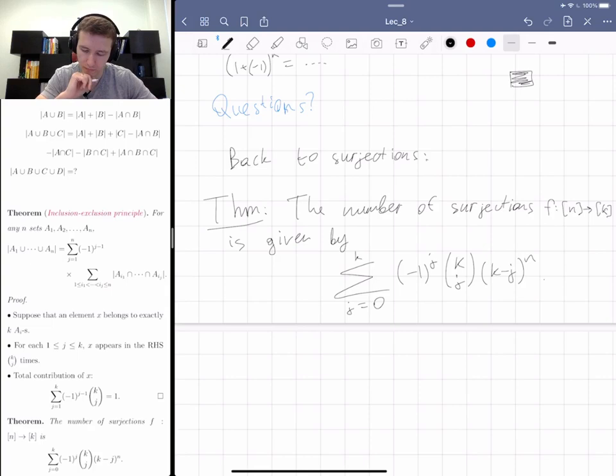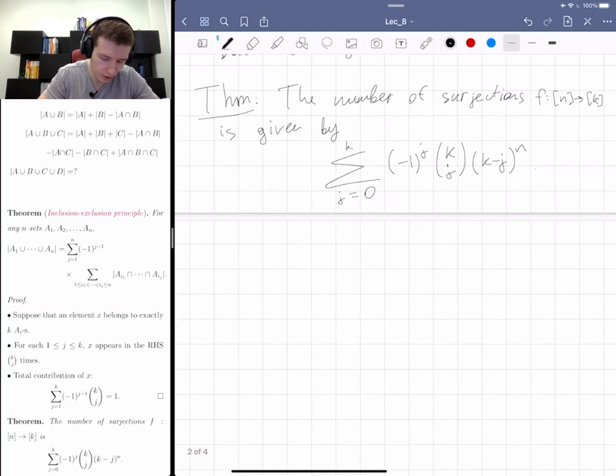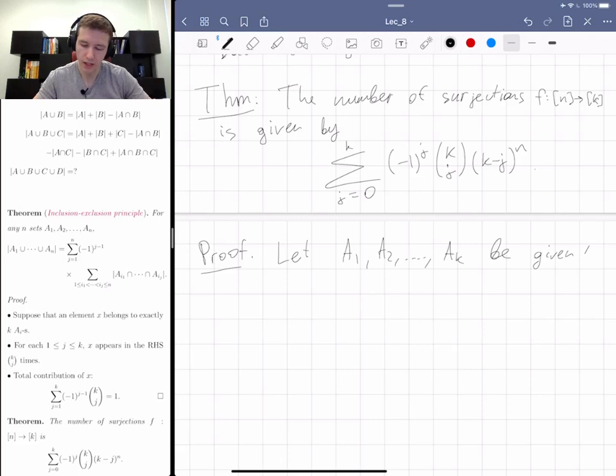So that is the formula. Instead of summing for J from 1 up to N, I sum for J from 0 to K in this case. And this formula suggests that I have to find a union of K different sets. So, proof. The proof is going to start like this. Let A1, A2, all the way up to AK be given by... now I have to make a choice. So does anybody have any idea what should be A1, A2, up to AK?